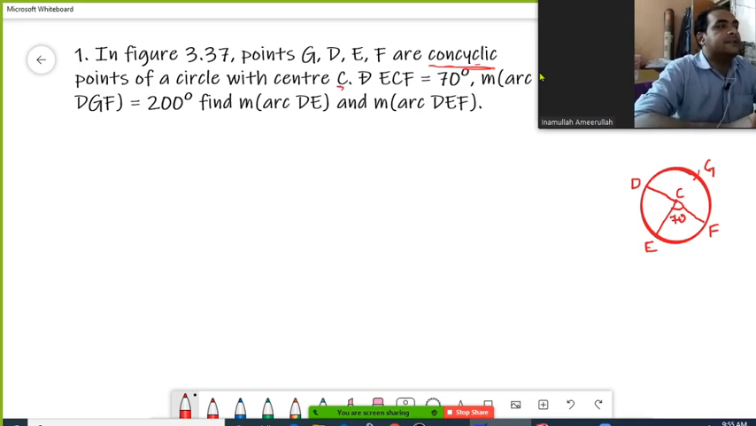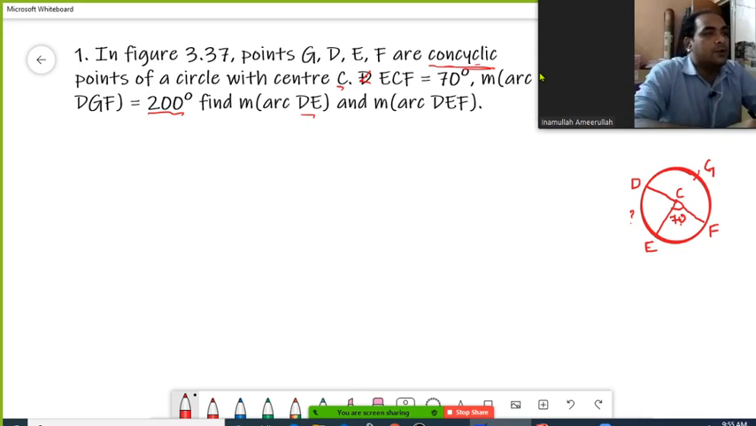With center C, so C is the center of the circle, angle ECF, we're talking about this angle, which is 70 degrees. Major arc DGF, this bigger arc, is 200 degrees. Find the major arc DE. So you need to find this arc DE. In order to find the major arc DE, you need angle DCE. If you have this angle, you can find this arc.